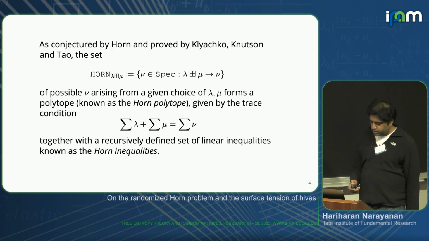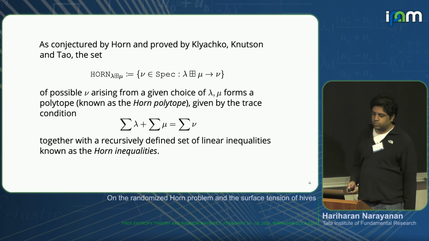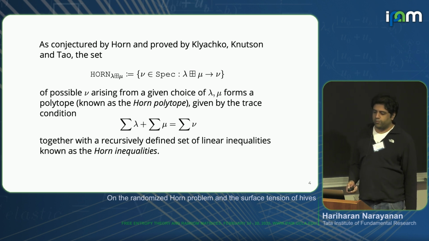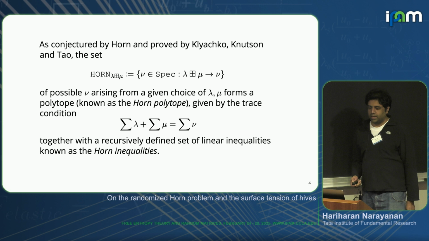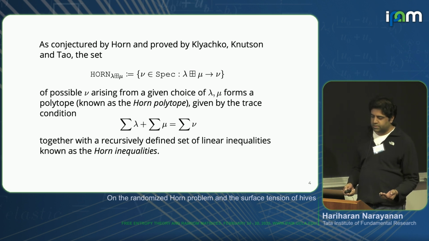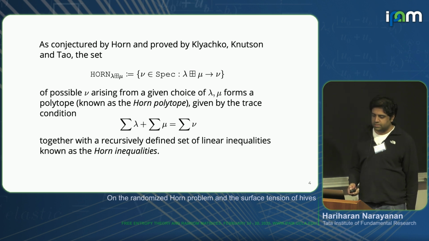As conjectured by Horn and proved by Klyachko, Knutson and Tao, the set Horn(lambda plus mu), consisting of all nu in the spectral cone such that lambda plus mu goes to nu, of possible nu arising from a given choice of lambda and mu, forms a polytope known as the Horn polytope. It is given by the trace condition, the sum of the eigenvalues of the first matrix and the sum of the eigenvalues of the second matrix being equal to the sum of the eigenvalues of the third matrix, together with a recursively defined set of linear inequalities known as the Horn inequalities.